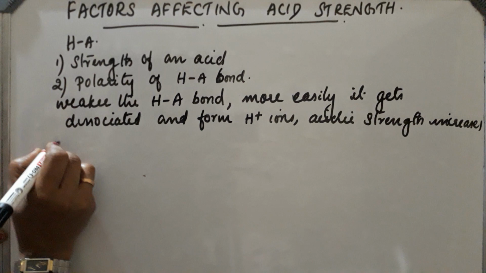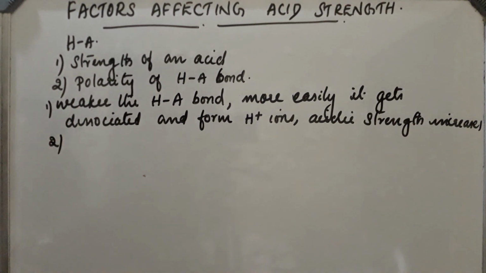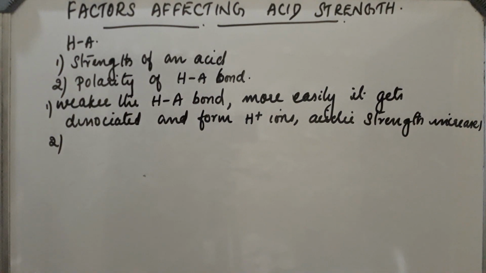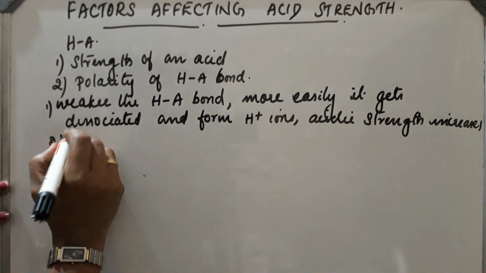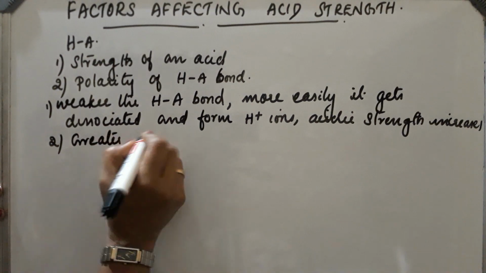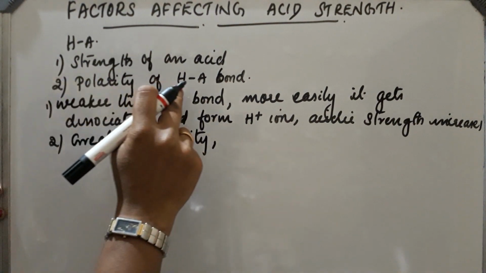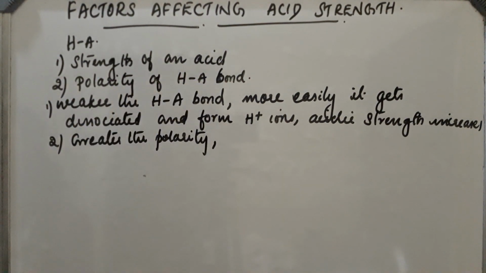Now, the second case is polarity of the HA bond. So, greater the polarity of the HA bond means larger will be the electronegativity difference between H and A. A is the electronegative atom, so the bond breaks more easily and hence greater will be the acidic strength. So, H is the hydrogen atom and A is an electronegative atom.